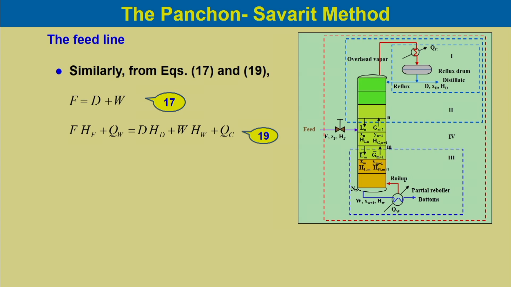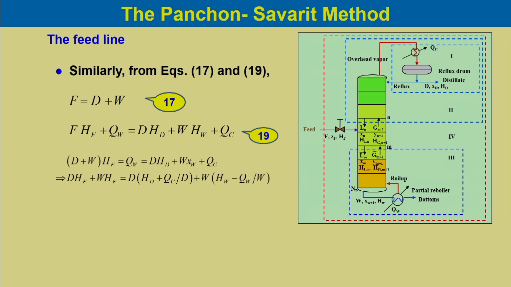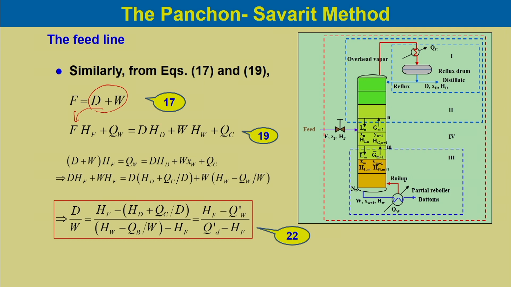Similarly, from equations 17 and 19, where 17 is the total material balance and 19 is the energy balance equation, if we substitute F over here and then rearrange, we would obtain D by W would be equal to HF minus HD plus QC by D, divided by HW minus QB by W. So, this would be equal to HF minus QW dash divided by QD dash minus HF.